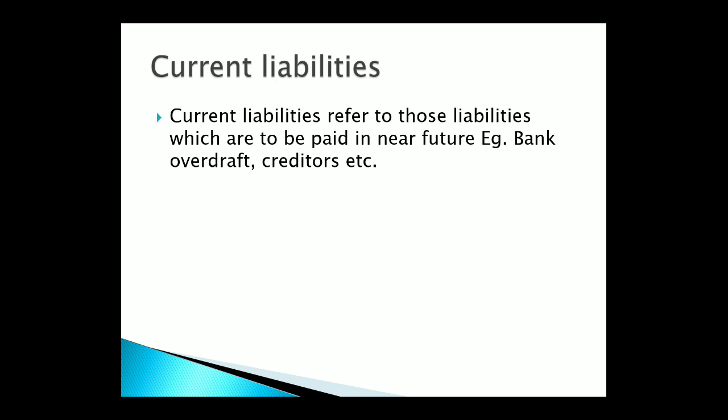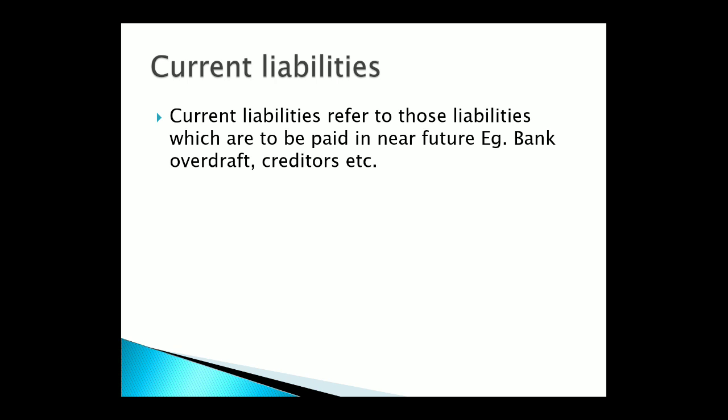It can be 1 month, it can be 15 days, and at maximum it can be 1 year. So the examples are bank overdraft. Bank overdraft has a time of only 15 to 20 days. If a bank is giving an overdraft facility to the firm, the firm has to pay the amount within 15 to 20 days. Now we will talk about creditors.